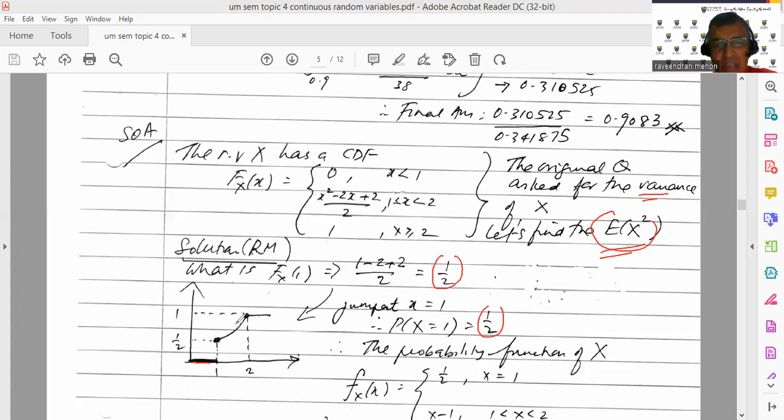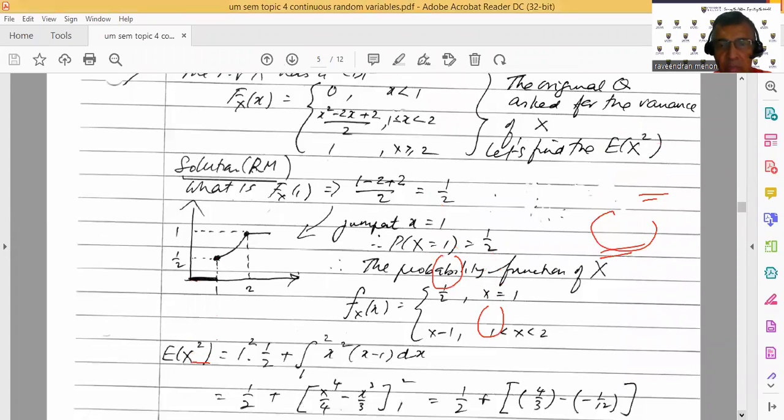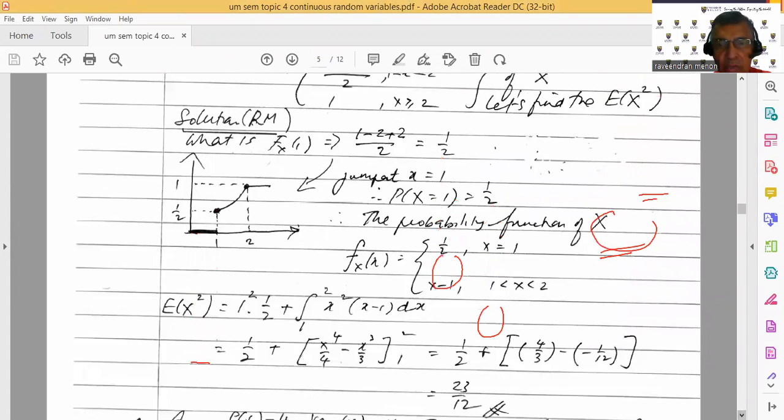The quadratic itself is easy, right? That's no big deal. Now, let's set up the density function for x. Let's set that up. And then the calculation for the expected value of x squared will be quite easy to do, okay?